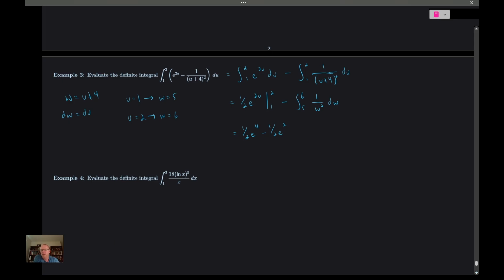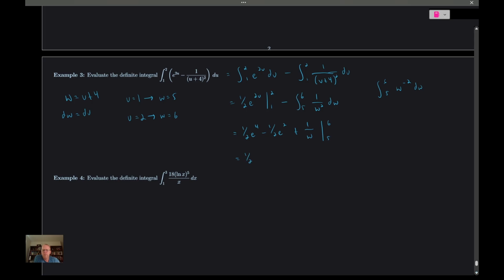Now, let's just rewrite this real quick, it is w to the negative 2. So we're just going to rewrite that. We add 1 to the exponent, divide. We already have the negative here, so this would be a plus 1 over w. And this is evaluated from 5 to 6.